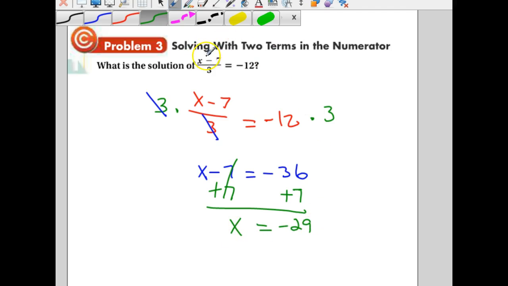Plug it in a calculator, see if you agree. Negative 29 minus 7, get that answer. Divide by 3. I bet you'll get negative 12.